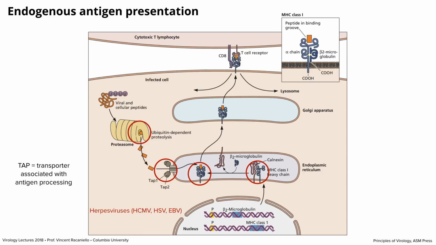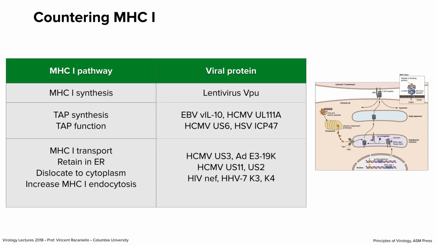This is how an infected cell is identified as foreign by CD8s. It's lysed by the cytotoxic T lymphocytes. So countering MHC1, these are some of the parts in the pathway that are targets for intervention. The synthesis of MHC1 is blocked by a lentivirus HIV protein called VPU. You can block the synthesis of the transporter, or if it's made already, you can block its function by a number of viral proteins. You can see these are herpes viruses.